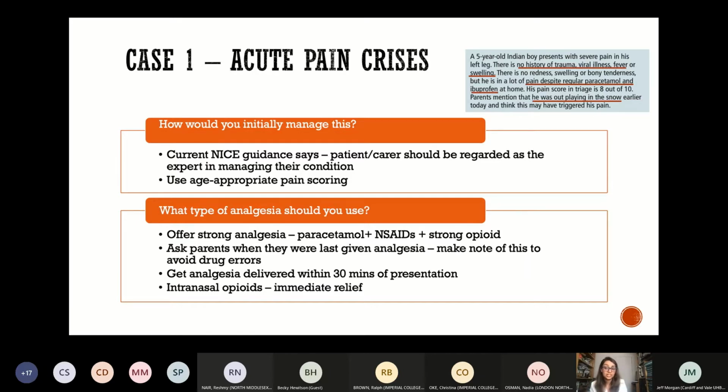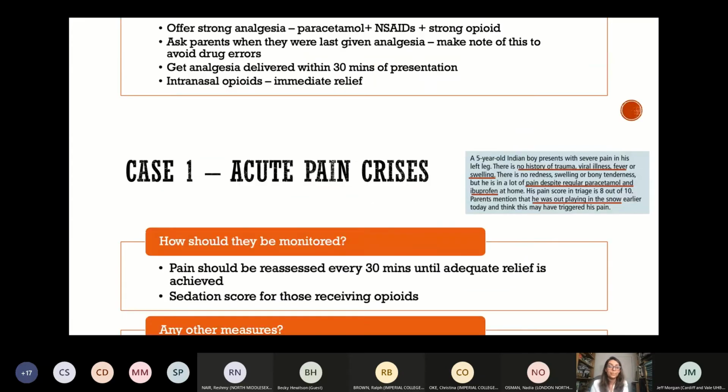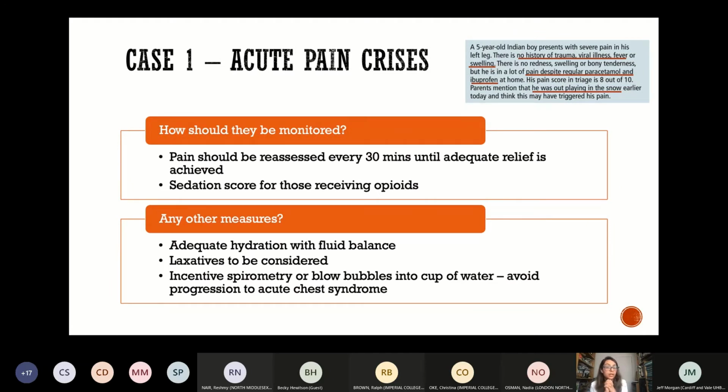The RCPCH standards of care say actually that analgesia should be delivered within 20 minutes, and you should review it on an hourly basis until you get good control of their pain. And then how do you want to monitor them? Well, pain should be reassessed, like I said, every 30 minutes to every hour until adequate relief is achieved.